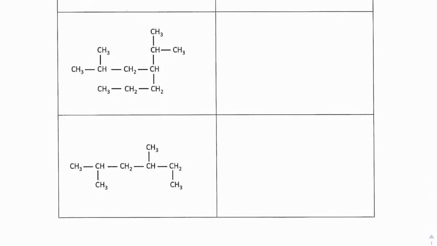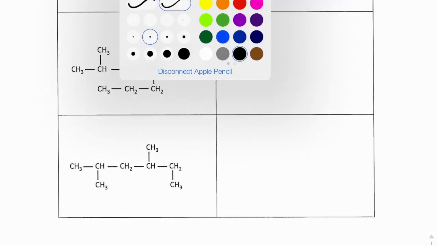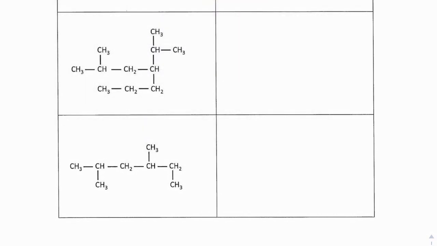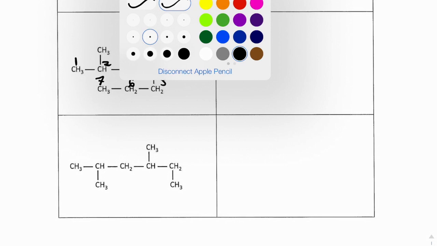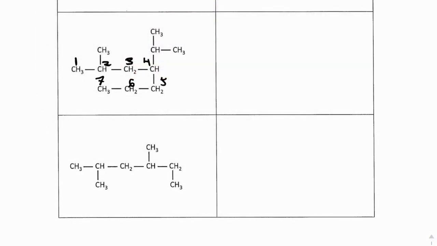In this case, I have to find the longest carbon chain, which is going to be right here, starting off here. Seven. I could go up, but that would also give me 7. If I go up, let me show you guys. I'm sorry, it would give me 6. So obviously the longest carbon chain is on the bottom.